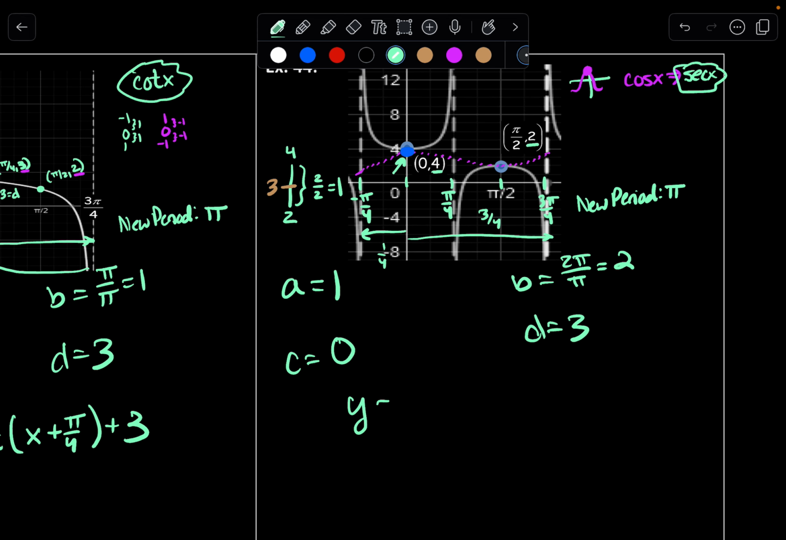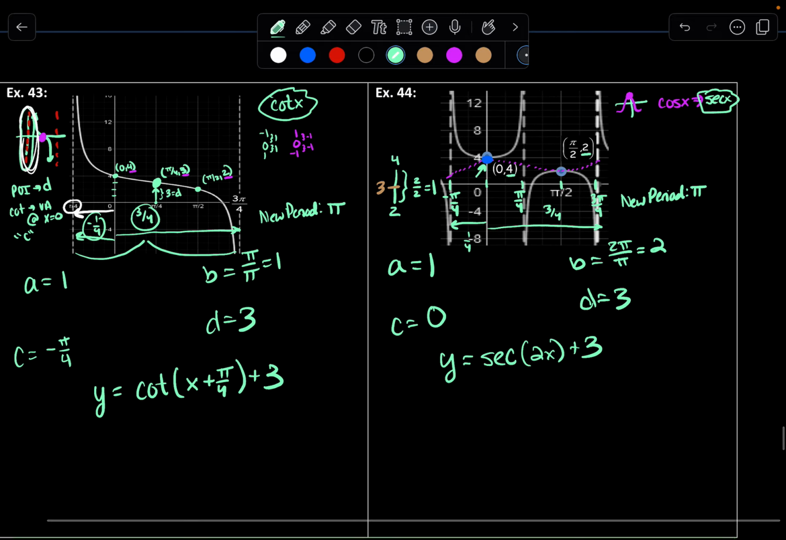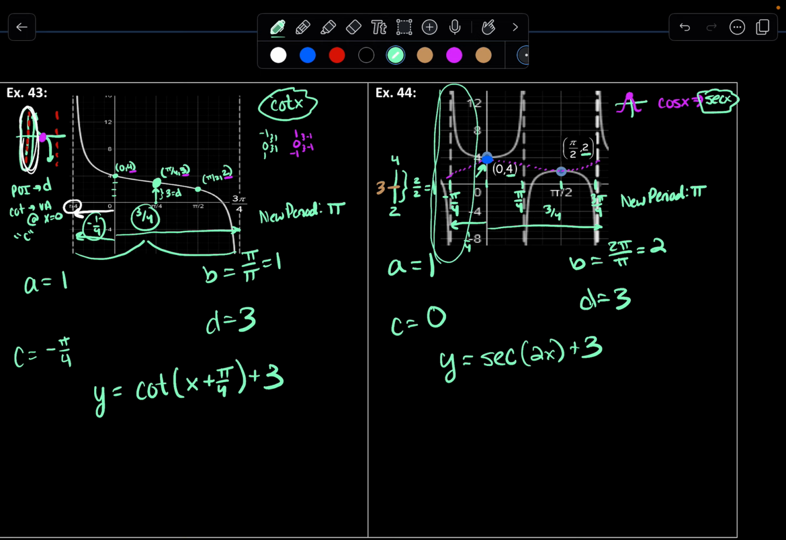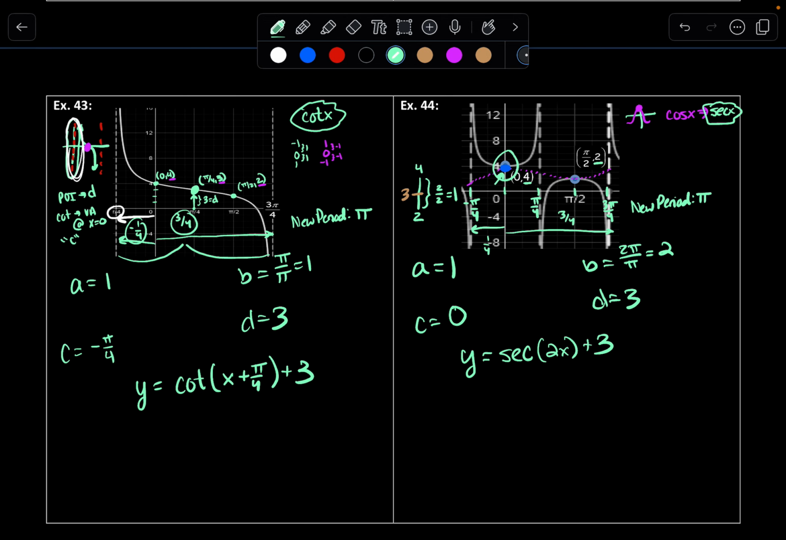So we have y is equal to secant. Our a value is 1, our b value is 2, and then our d value is 3. Again, this can be written as cosecant, but you would have to use this vertical asymptote as a phase shift. All right, but we chose secant because it was more convenient. All right, hope this helps.